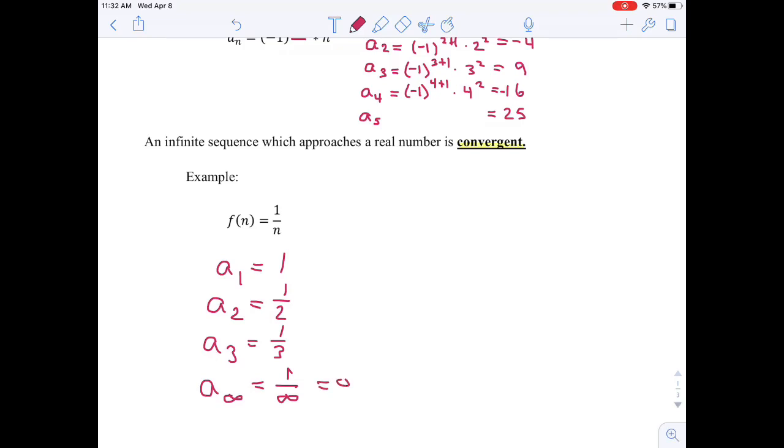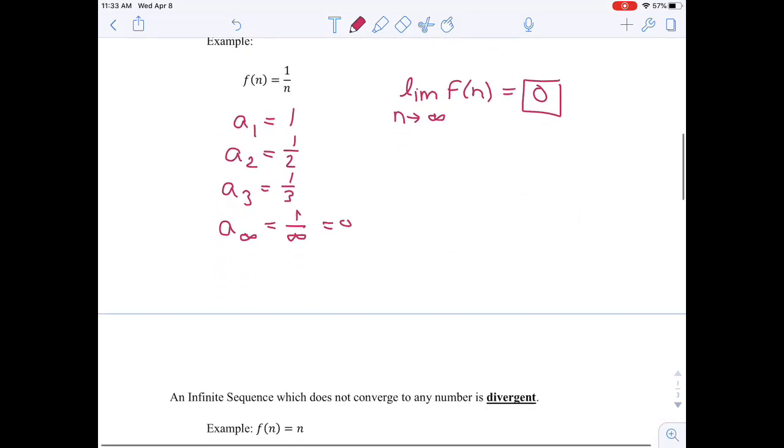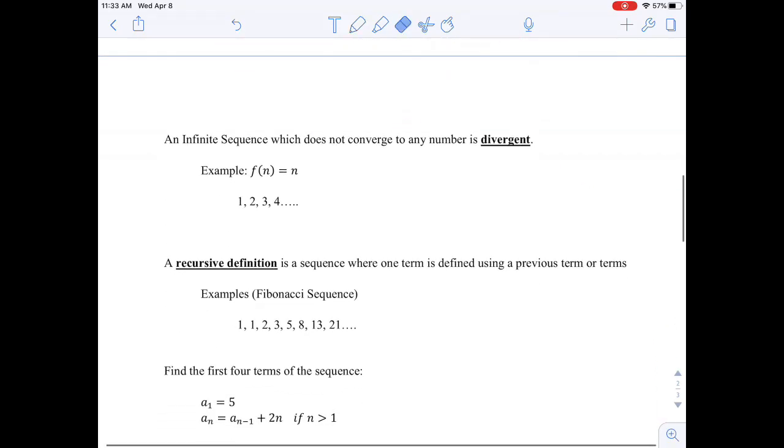Now we don't really use a sub infinity at all, but it's just the idea that eventually we get to some really large number there, and we talk about this when we talk about limits. So the limit as n goes to infinity of this function would go to 0. So this would be a convergent sequence. It is approaching a real number. And then the opposite of that is divergent, which means it's not converging to any number.